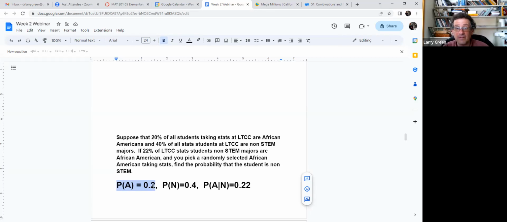Okay, so I've only read really this first line. Now it's time to read the next line. 40% of all stats students at LTCC are non-STEM majors. So I'm going to use the letter N for being a non-STEM major. So I can say P for probability of N, so parentheses N parentheses, is equal to, and 40% gives you 0.4. Okay. Any questions on that?